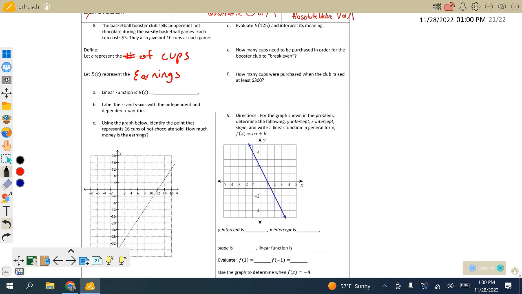$3 each, right? One cup gets you $3. 2 cups gets you $6. Do we have anything else to worry about? Yeah, we're also giving away some freebies, so we have to account for that.